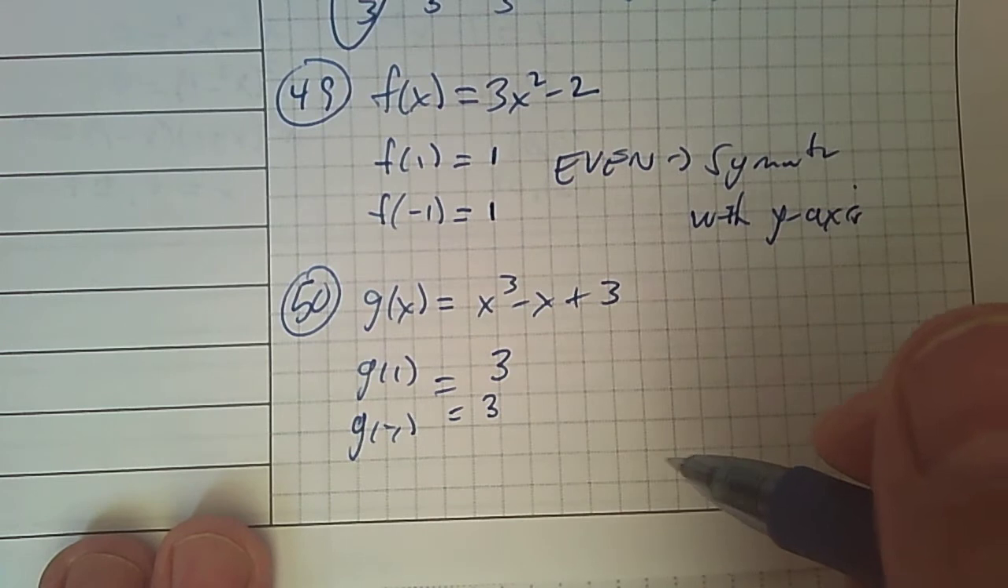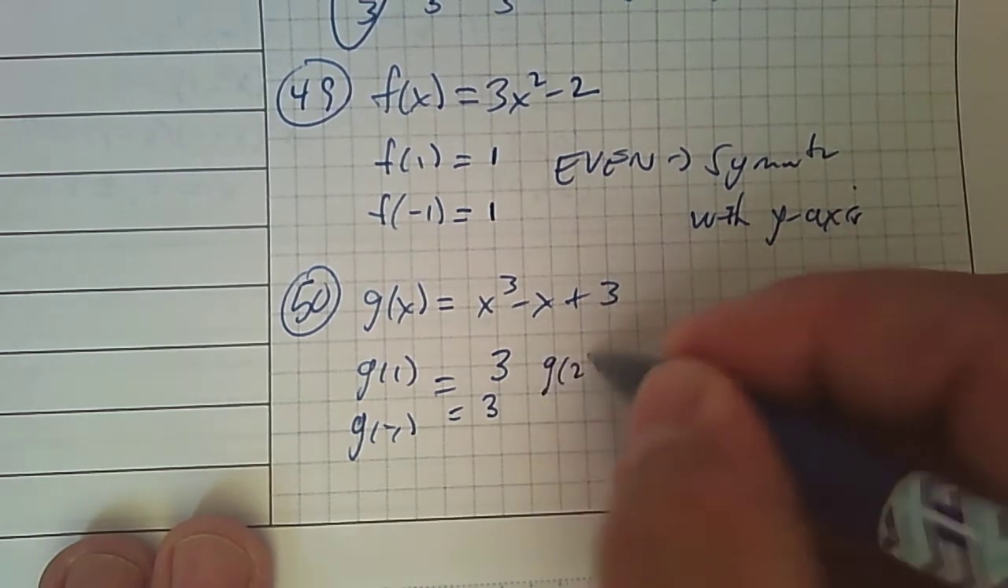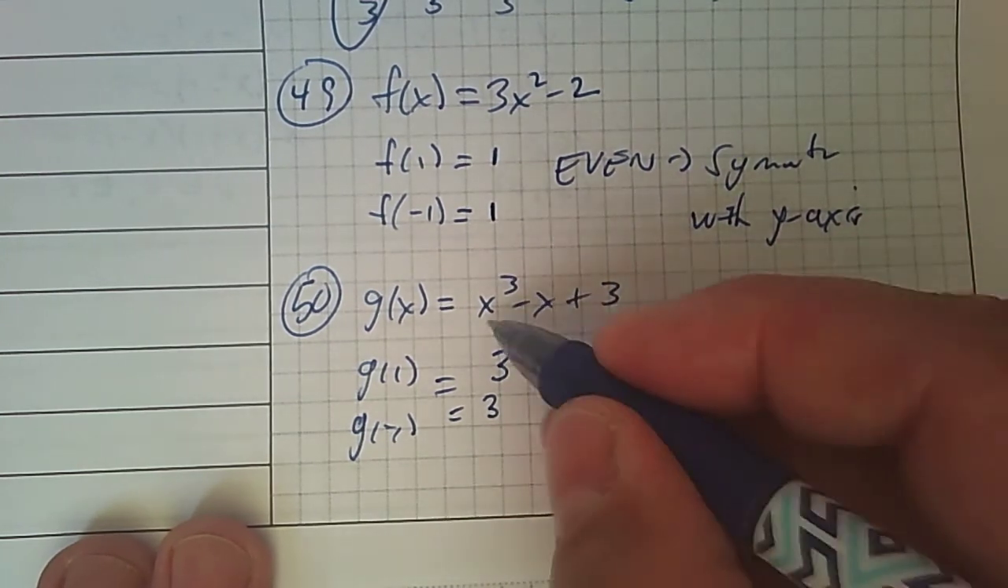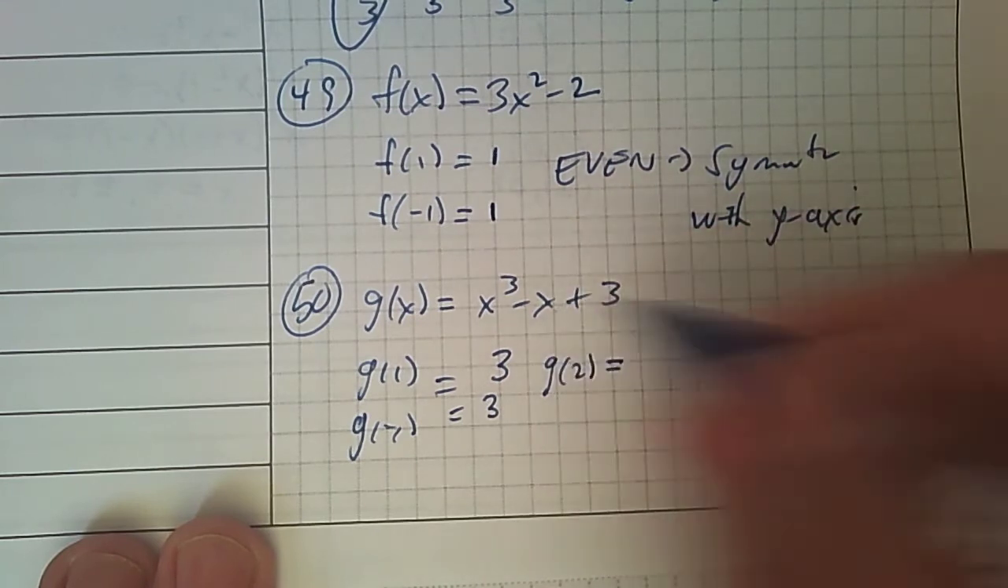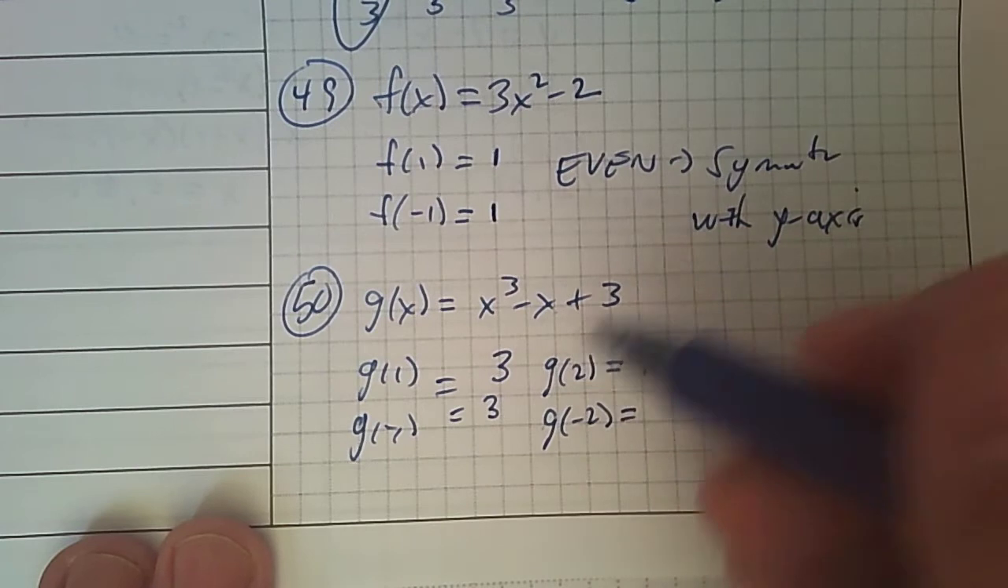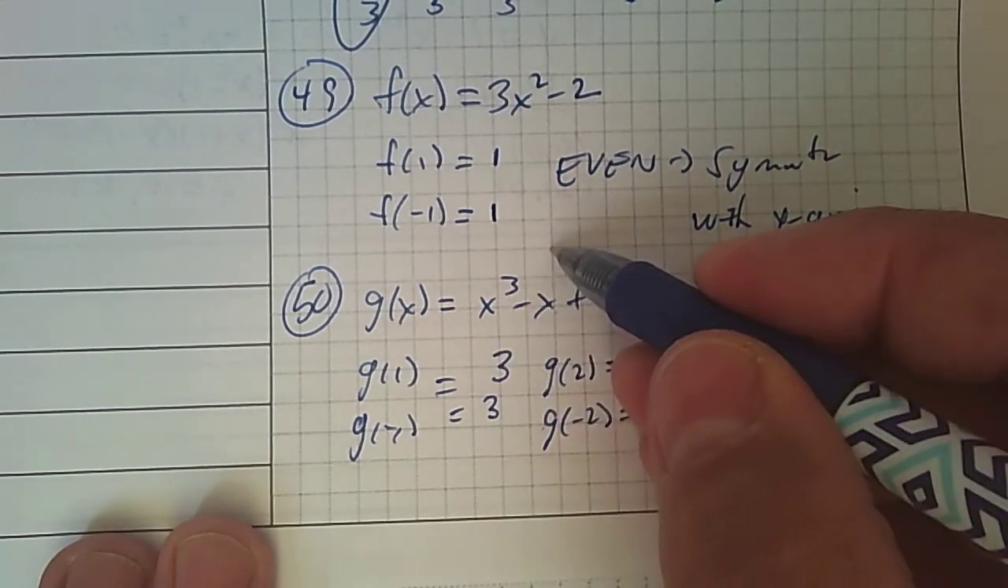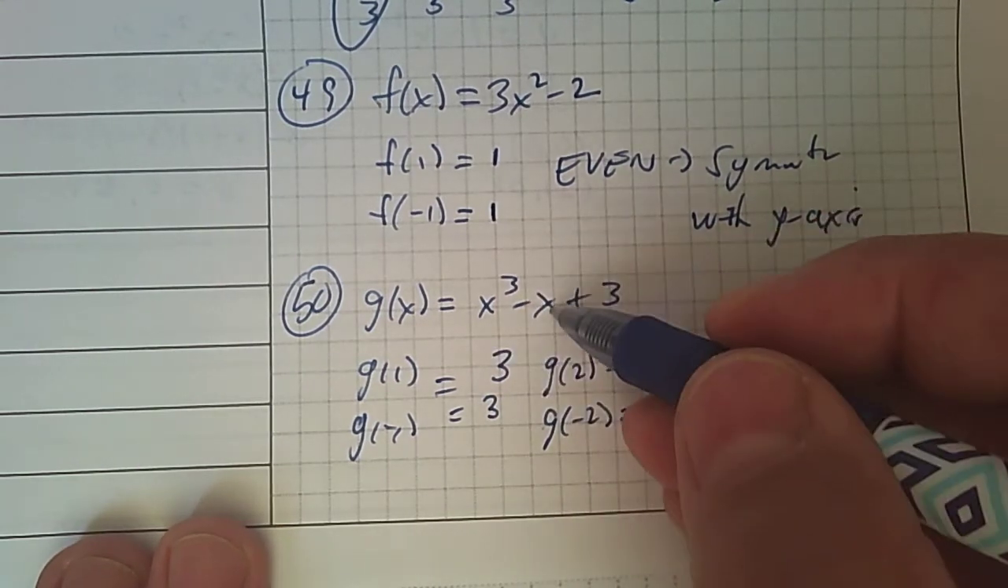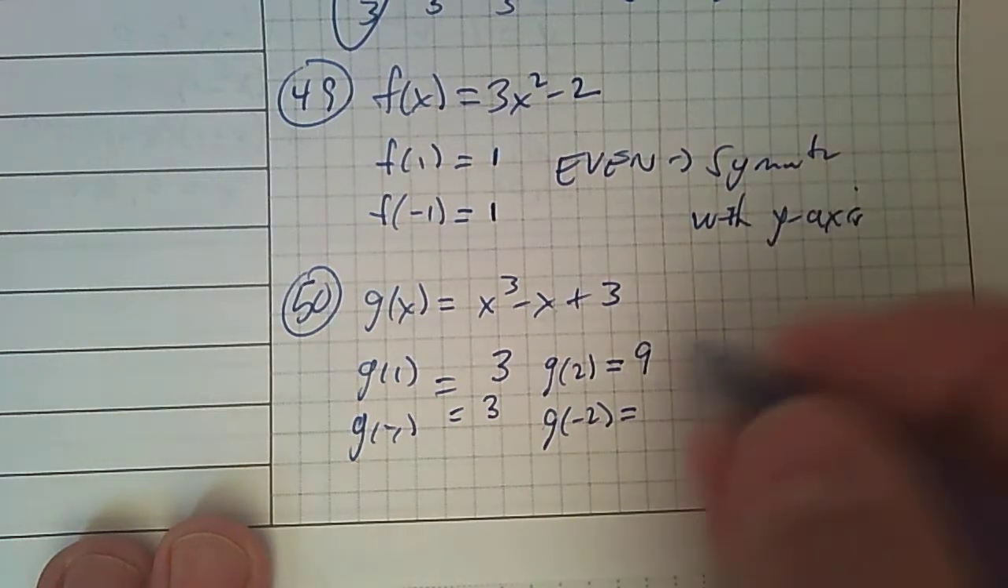Did I do it right? How about I try another one, because this just feels a little bit off right now. That's 8, take away 2 is 6, plus 3 is 9. Negative 2 would be negative 8 plus 2, which is negative 6, plus 3, which is negative 3.